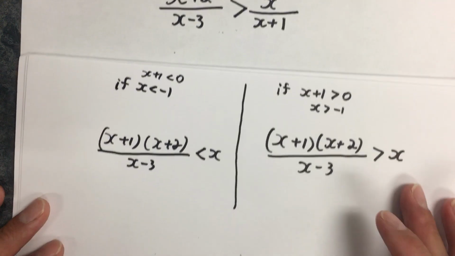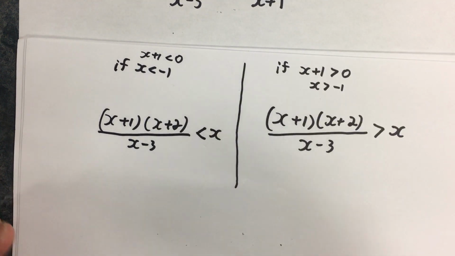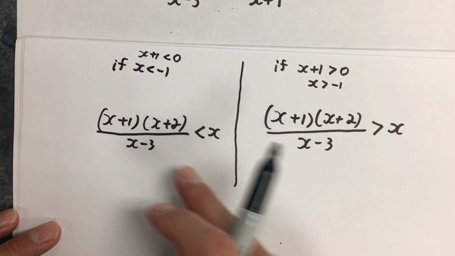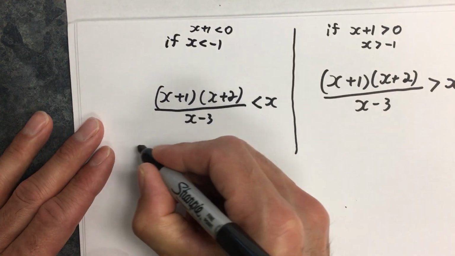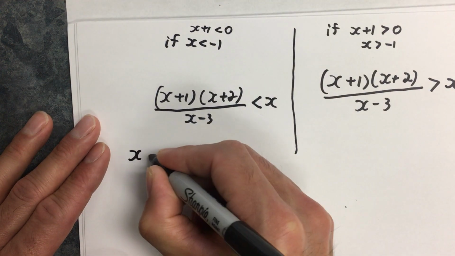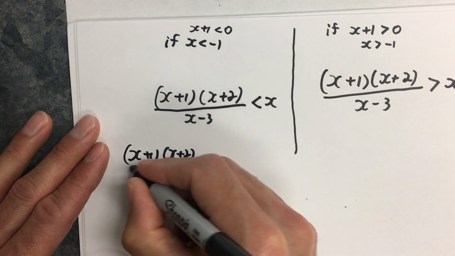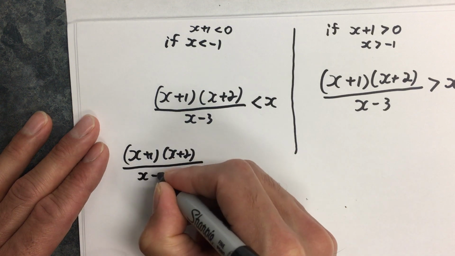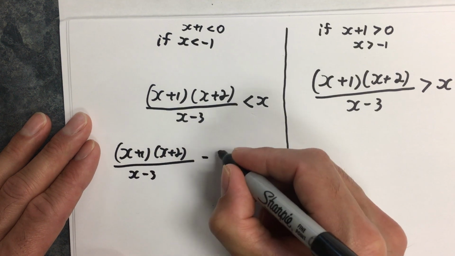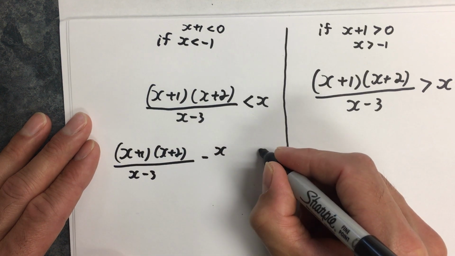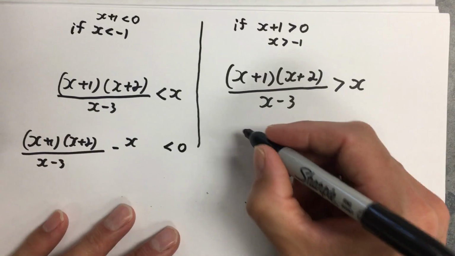All right, now I'm going to continue. I want to get rid of that x. I'm going to subtract x from both sides. Now this is easier. Adding and subtracting, you don't have to worry about positives or negatives. So I've got x plus 1 plus 2 over x minus 3 minus x is less than 0.